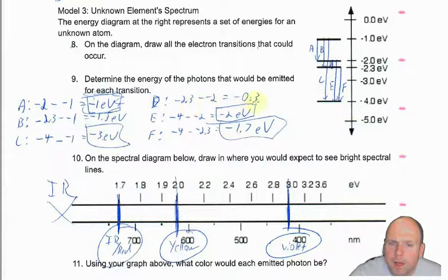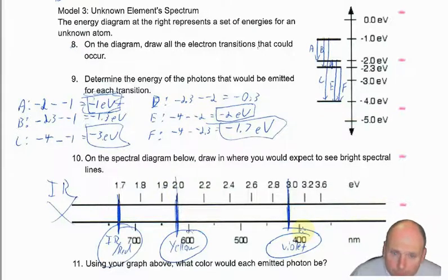D would be negative 0.3 electron volts. That's negative 2.3 minus negative 2. E, that was the one I said from 2 down to 4. So that would be negative 4 minus negative 2 is negative 2 electron volts difference. And F is negative 4 minus negative 2.3. And that's a negative 1.7 electron volt difference. All I'm doing is finding the difference between two numbers. What is the difference between the two levels that the electrons drop between? Cool.